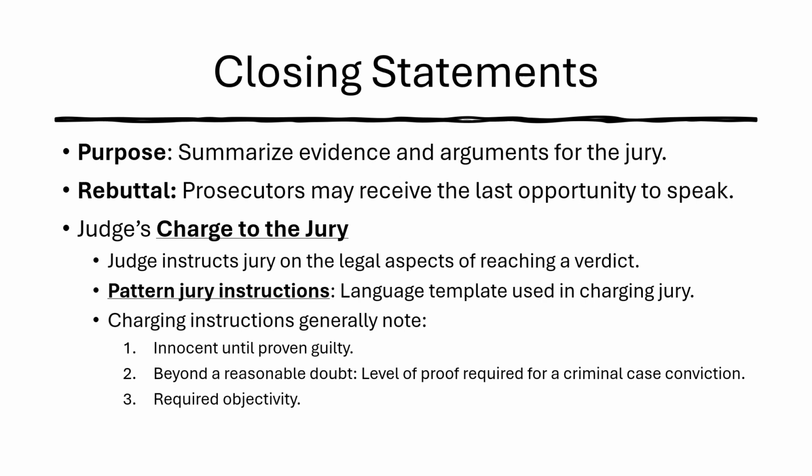We typically use pattern jury instructions, which I have actually provided in folio this week. You can go through and look at some examples of pattern jury instructions. These are just forms, like templates that are used in charging instructions. The charging instructions generally will note that the defendant is innocent until proven guilty. Remind the jury that the standard of evidence has to be beyond a reasonable doubt. That is the level of proof required in criminal cases. There cannot be a question of innocence left, or they have to acquit. And then they'll also remind them that they have to be objective, that they can't already have made up their mind.